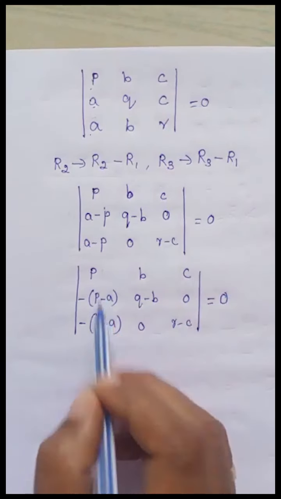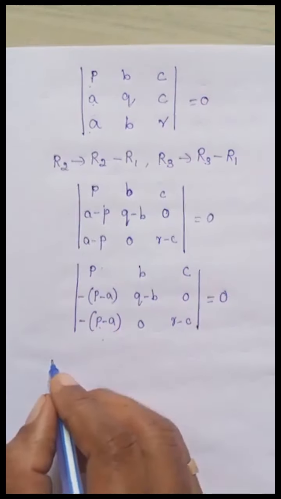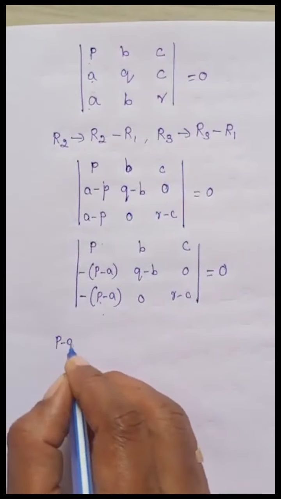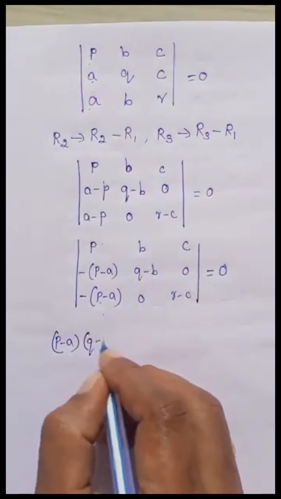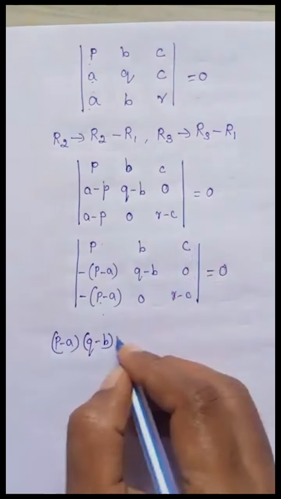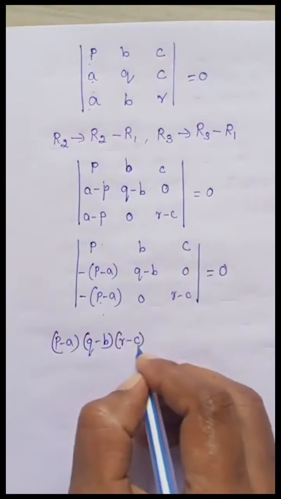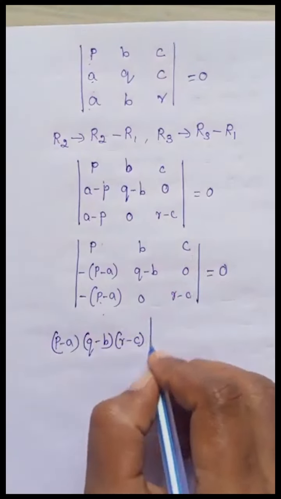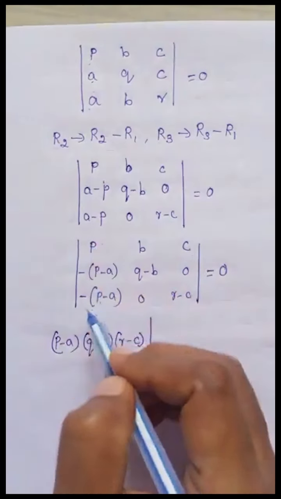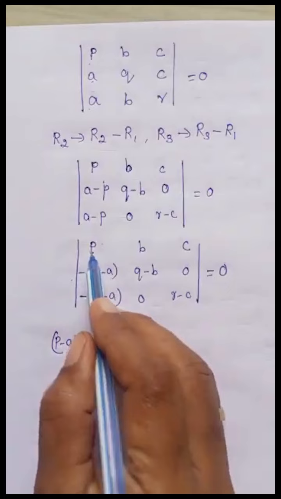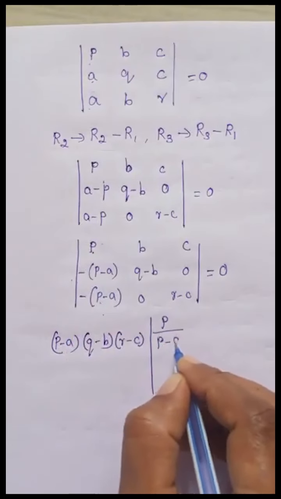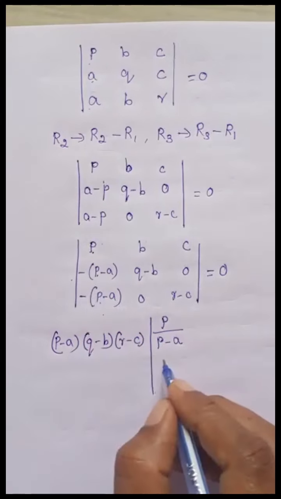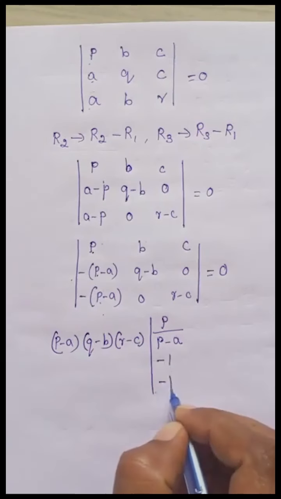So, from this row, I am going to take P minus A outside. Okay. And from this row, Q minus B. And from this row, R minus C. See, from this column, when we take P minus A, there we have no P minus A. So, I have to divide P by P minus A. So, in this, minus 1, minus 1.